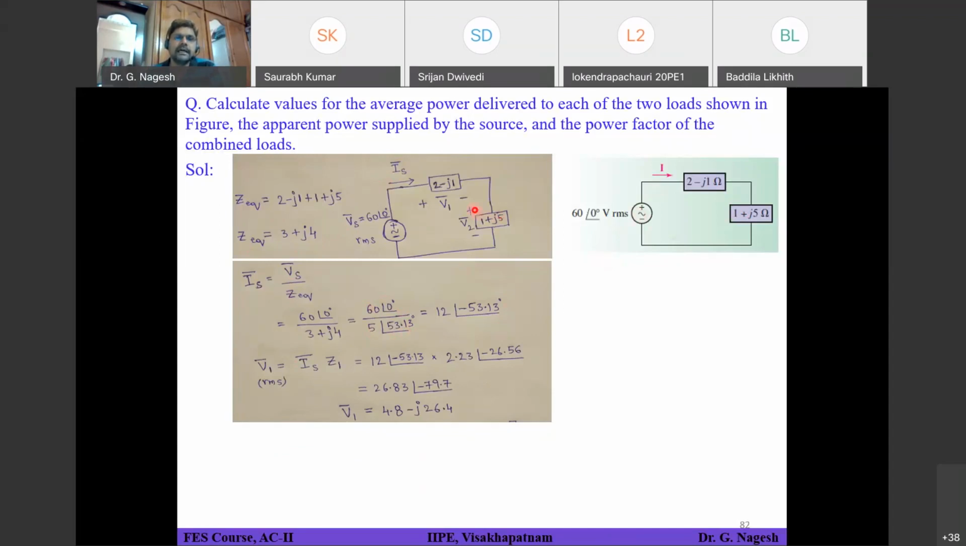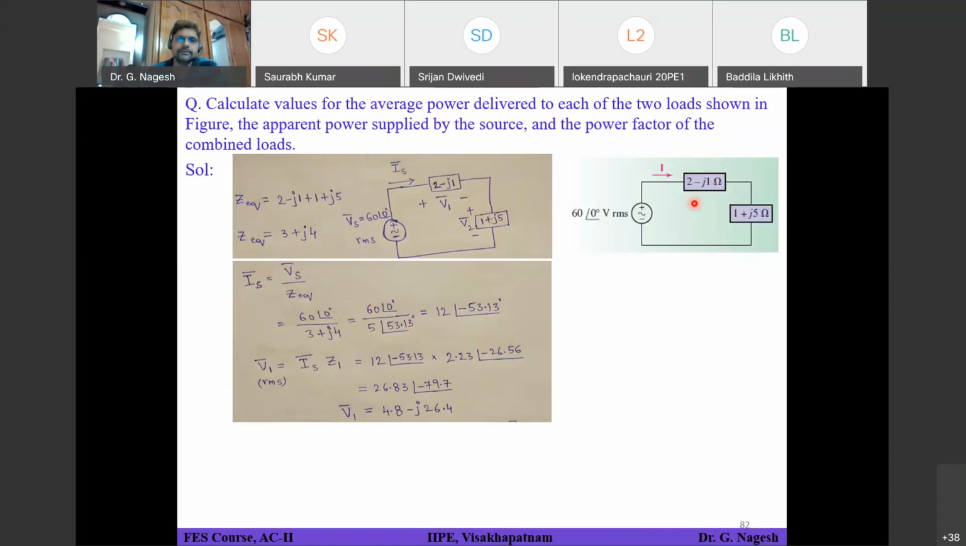Now they are asking us to calculate the average power delivered to each of the two loads. The average power delivered to 2 minus J1 ohms you have to calculate. How to do that? First, you have to find out the voltage across that particular element. Because when they are asking us to calculate the average power across any particular element or load, you have to find out the voltage across the element or load and the current flowing through it. You have to multiply these two only.